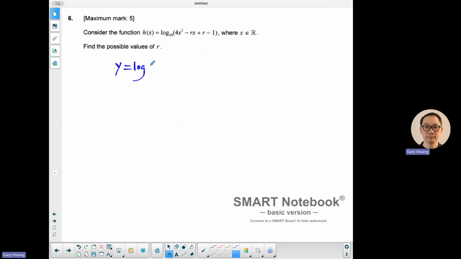The domain of a log function, so I'm going to use the letter K here. For a log function to work, the domain of the function has to be greater than 0, which means what's inside the bracket here, in order for it to work, must be greater than 0.